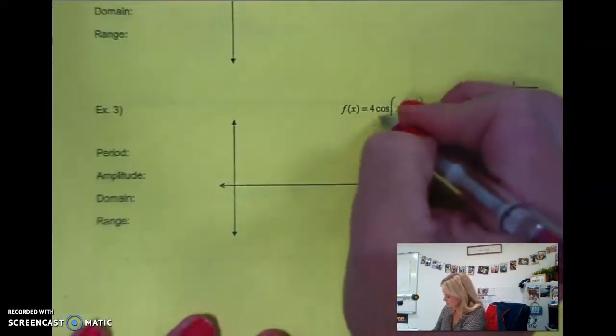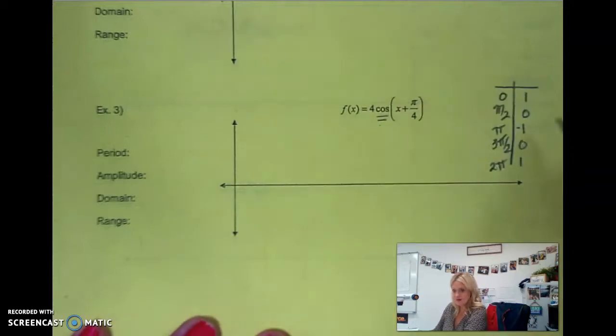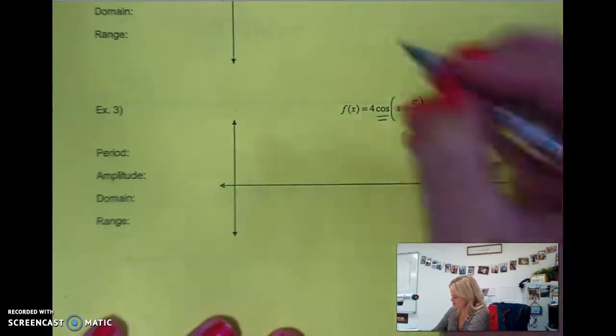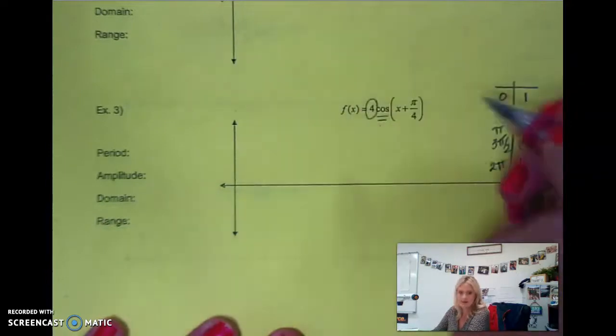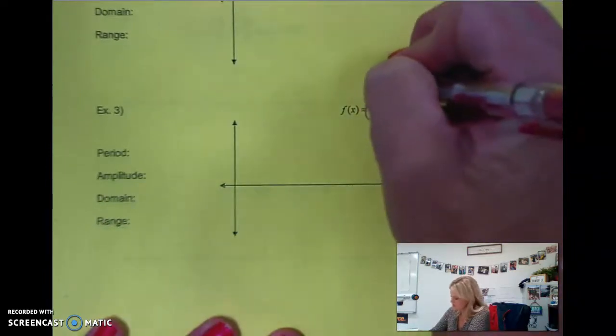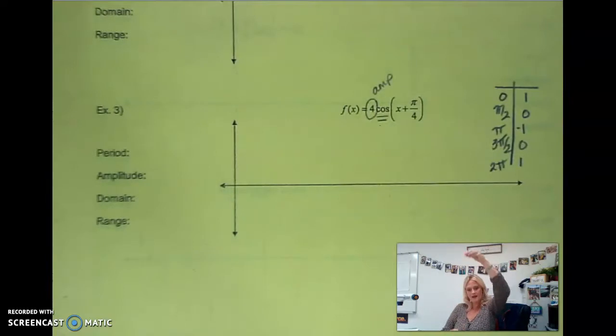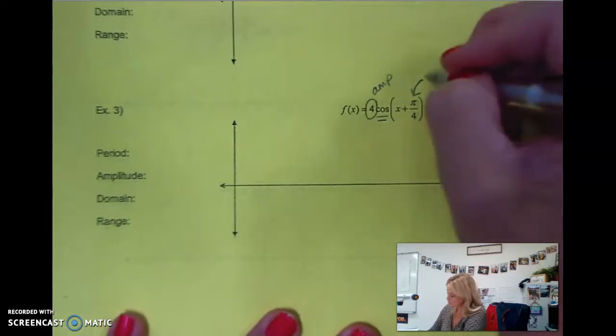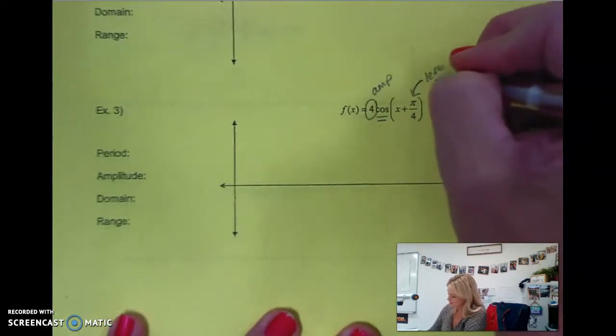Notice it is a cosine. So I have my cosine parent chart here. If you can tell me everything about the graph before we do it, it's going to make a lot more sense. So here is my amplitude of 4. So that's going to affect the y part. It's going to stretch it by 4. And this is going to phase shift or move left 1/4 of a pi.